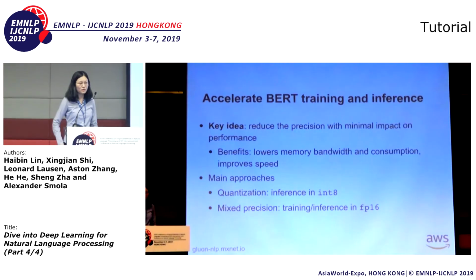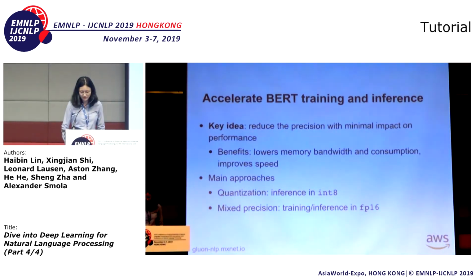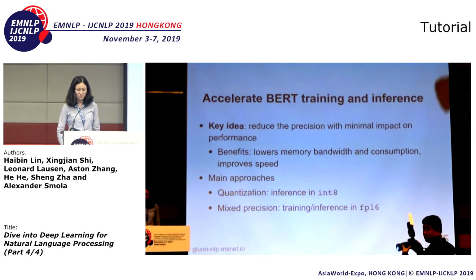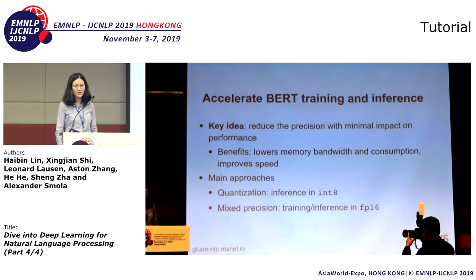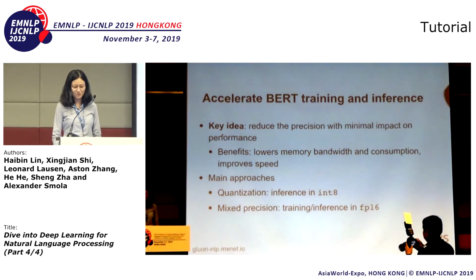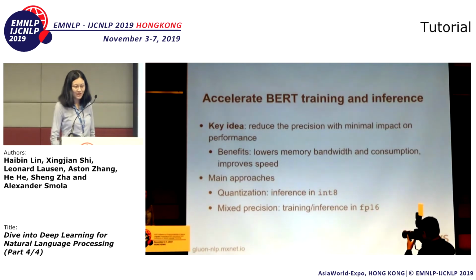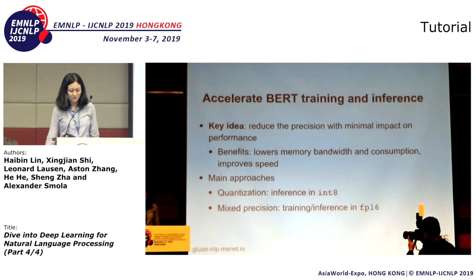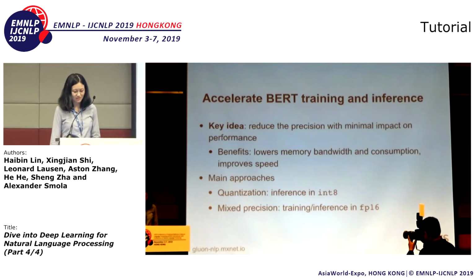Okay, so this part will be a very quick overview of possible options in Google NLP that you can use to accelerate training and inference. So the key idea here is to reduce the precision of the computation with minimal impact on the performance. Once we reduce the precision, the main benefits are, obviously, lower memory bandwidth and memory consumption, and also improved speed.